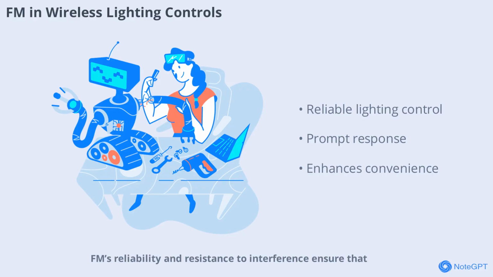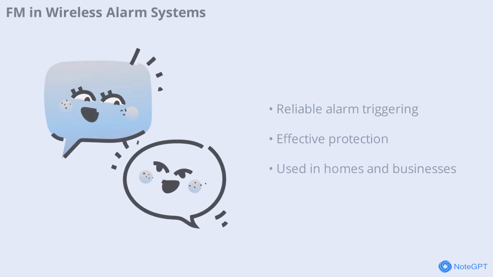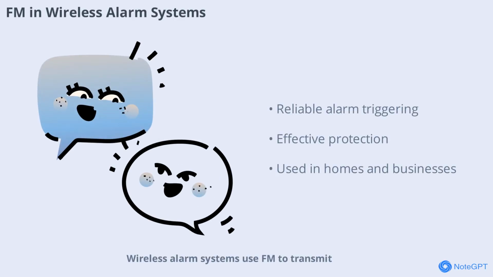FM's reliability and resistance to interference ensure that lighting responds promptly and accurately to user inputs, enhancing convenience and energy efficiency. Wireless alarm systems use FM to transmit signals from sensors to the control panel. FM's robustness ensures that alarms are triggered reliably, providing effective protection for homes and businesses against intrusions and emergencies.